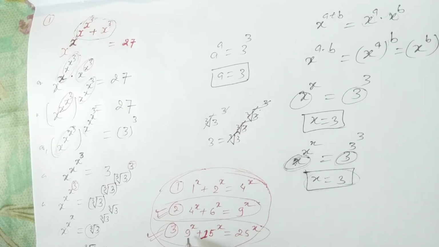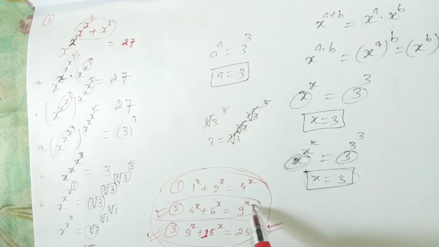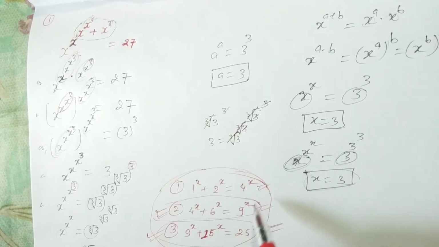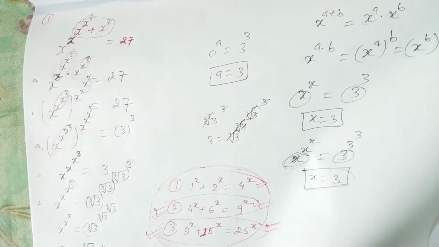This 9 raised to power x plus 15 raised to power x is equal to 25 raised to power x. And these questions are all similar. So if you know the solution of this one, the other questions can also be easily solved. So let's see how to solve this third question. Yes, if you want to try these questions, then you can pause the video and try it. So let's see how to solve these questions.